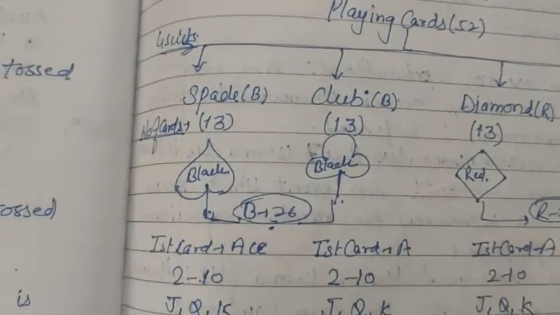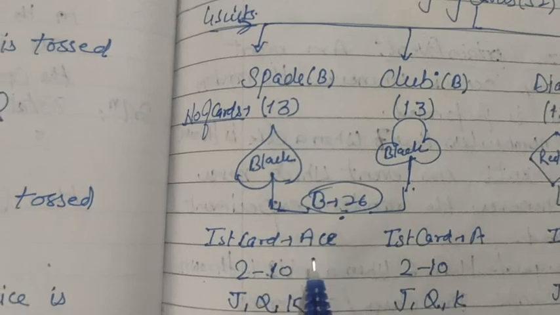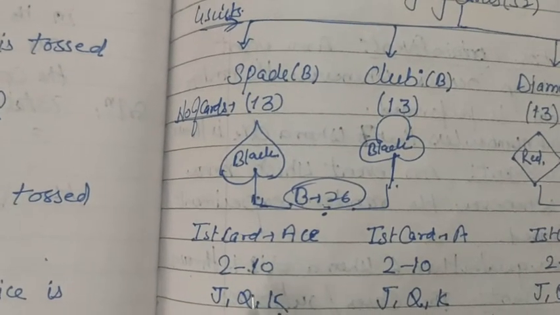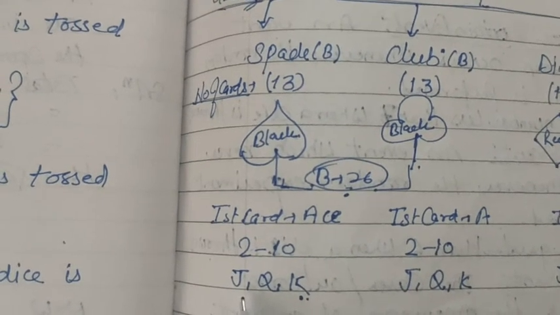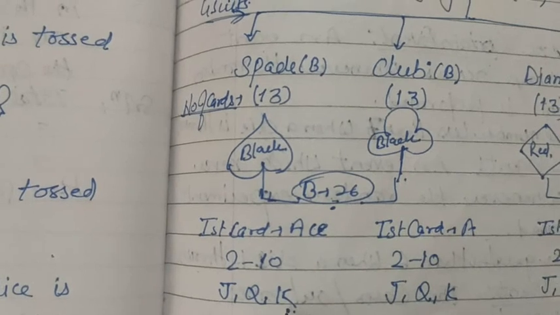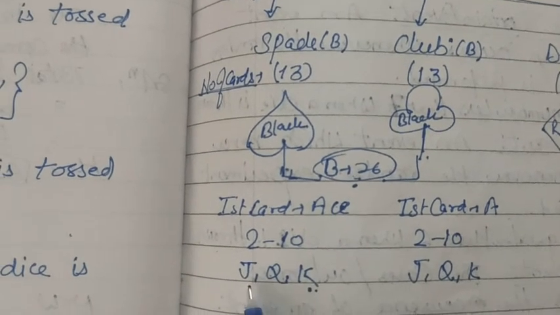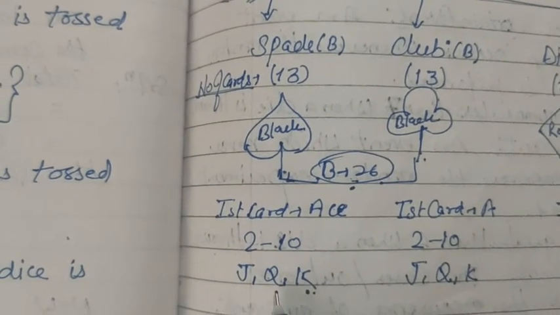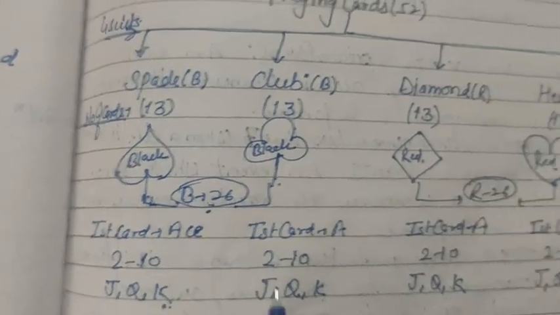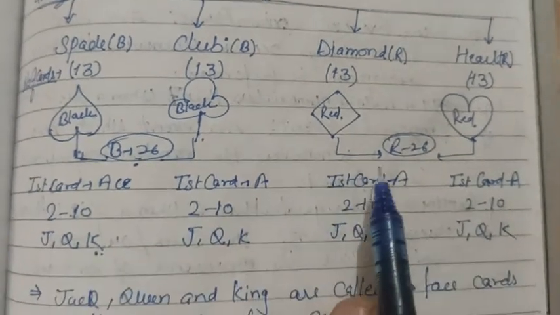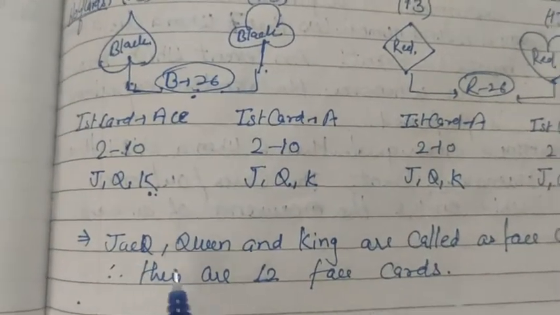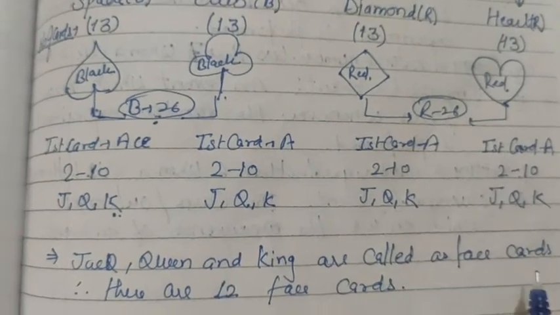The 13 cards in each suit are: the first card is ace, and the next 9 cards are numbered 2 to 10, and for 11 J is mentioned, for 12 Q is mentioned, and for 13 K is mentioned, where J stands for Jack, Q stands for Queen, and K stands for King. So these 13 cards are present in each suit of the playing cards. You can see this from the pictorial diagram. Jack, Queen and King are face cards.